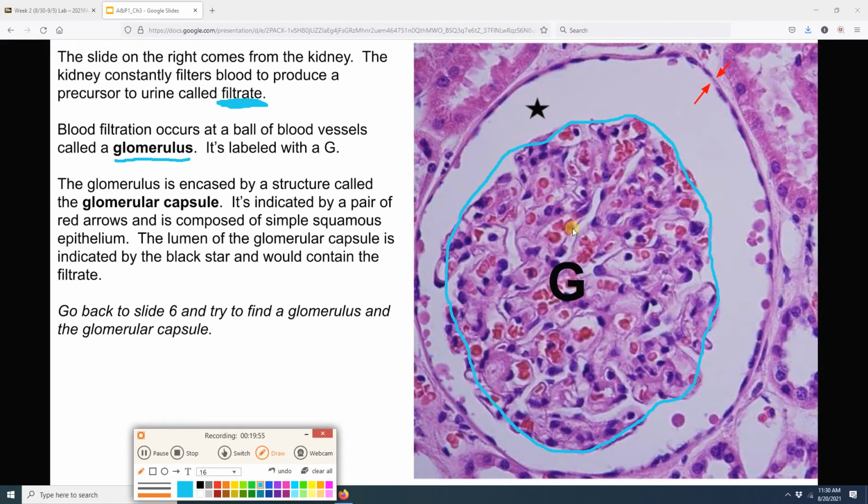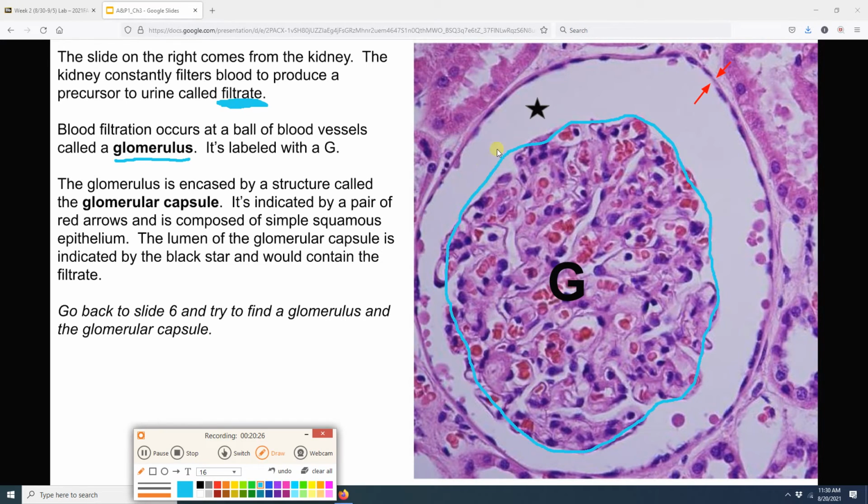Now, enclosing this ball of blood vessels, this glomerulus, is a structure called the glomerular capsule. My cursor is trying to trace around the entire glomerular capsule. The glomerular capsule basically captures the filtrate. The filtered blood ends up in this lumen, where I got that star, okay? And that's where the filtrate is first found.